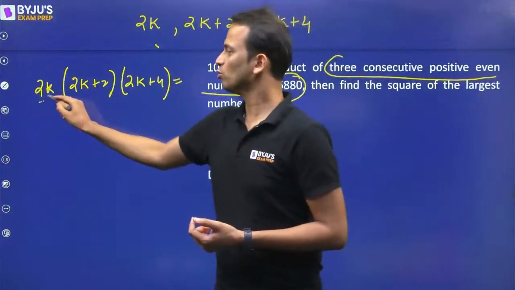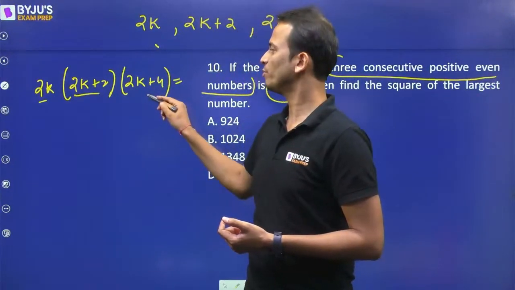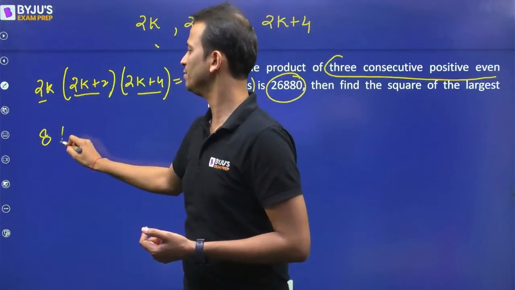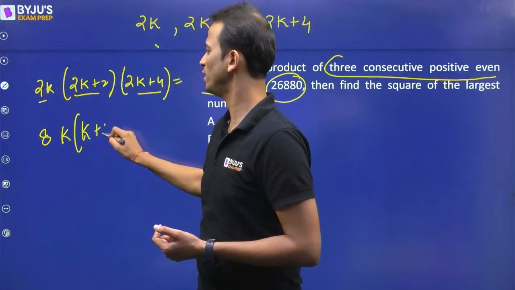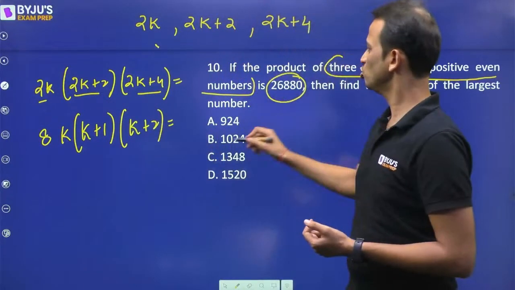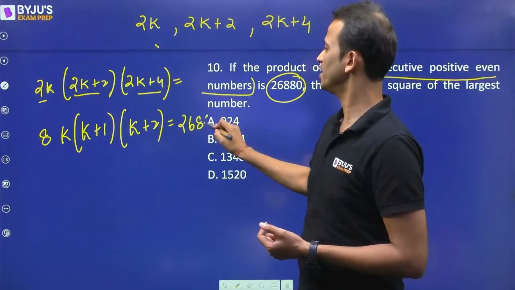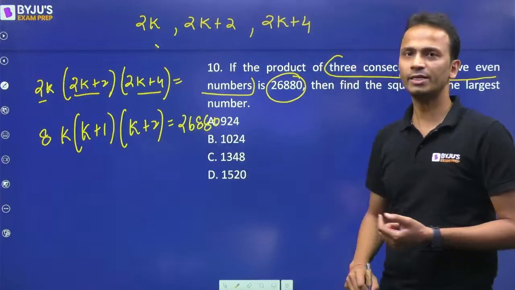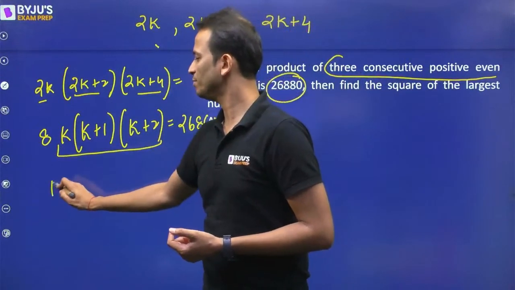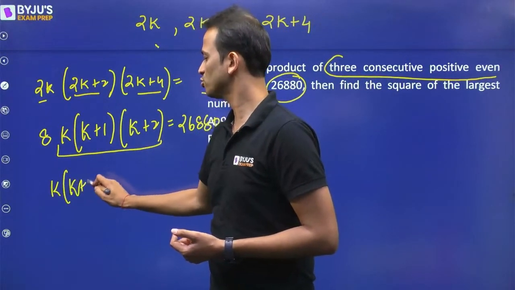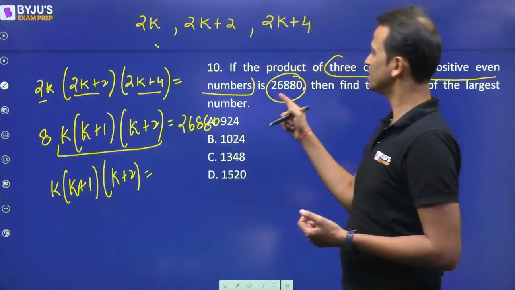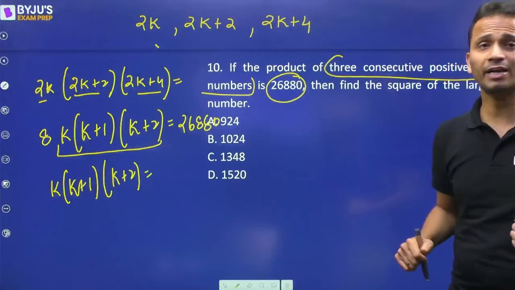Now I'll take 2 common from each of these. So 2 into 2 into 2, 8. 8 times k into k plus 1 into k plus 2. This will be equal to 26,880. All right. So the product of these 3 consecutive numbers k, k plus 1 and k plus 2 will be equal to 26,880 divided by 8.